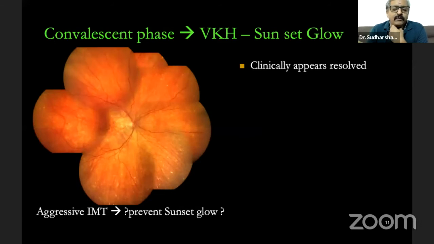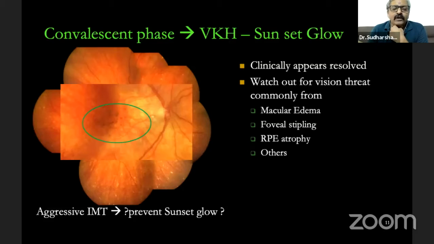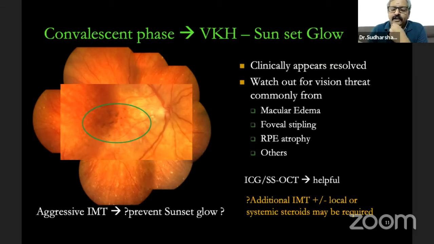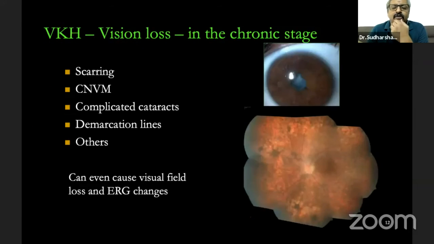Once you have treated with immunomodulatory therapy, there have been studies that show it can even prevent sunset glow. A convalescent phase of VKH looks like this: clinically it appears resolved, but when you look closely, look at the fovea, look at the macula, and watch out for vision threat, commonly from macular edema. This is because of depigmentation and clumping. You can have some foveal stippling or RPE atrophy, which can all cause vision loss. SS-OCT and ICG seem to be helpful in picking up subtle activity even in the sunset glow appearance in patients with VKH. These are indications for whether you need to add immunomodulatory therapy, and probably an indication for a periocular steroid or titrating the systemic steroids as and when required.